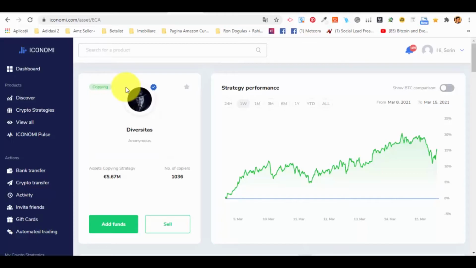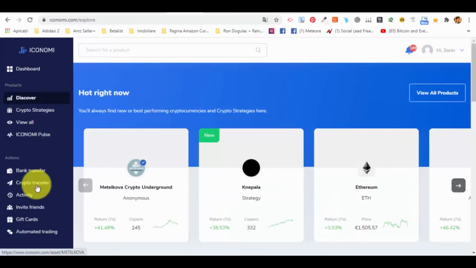So on iconomy.com, if you go in the left side menu, you have the Discover section, and in the Discover section you can see crypto strategies. What are these crypto strategies? Basically these are people who have a portfolio that they trade on. Okay, and the strategy is how they trade, all the moves that they do. So what does Iconomy do? Automatically it copies every move that these people or traders do, with the funds that you deposit. You can deposit USD dollars, euro, pounds, and so on, and the platform will convert it automatically, and your portfolio will copy whatever these traders are doing.